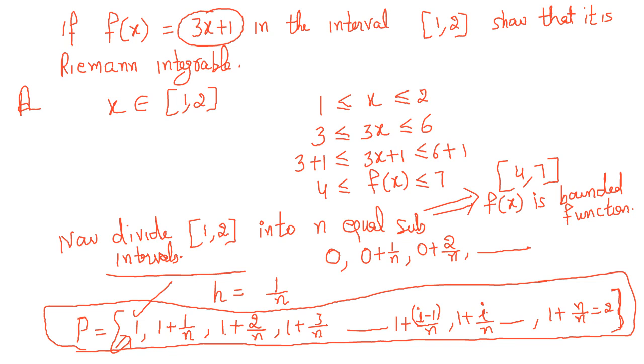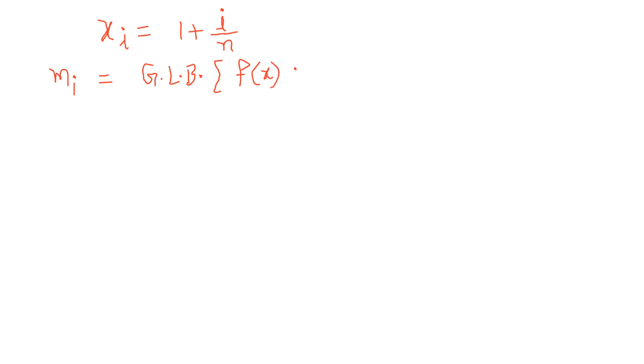Should I read it now? Yes, sir. Now, what will be xi here, Komal? Sir, 1 plus i by n. Now find out mi, that is the GLB, greatest lower bound. So 3 into 1 plus (i minus 1) upon n, plus 1. Okay, very good. Now you are doing very fast.